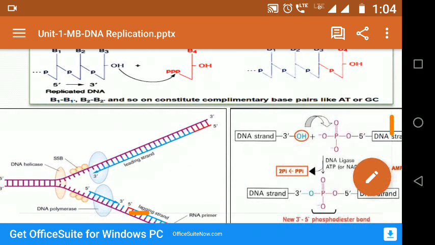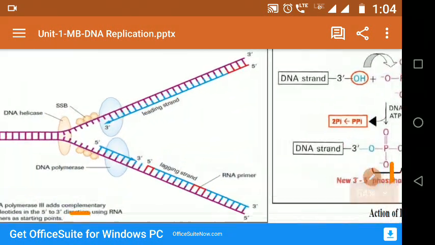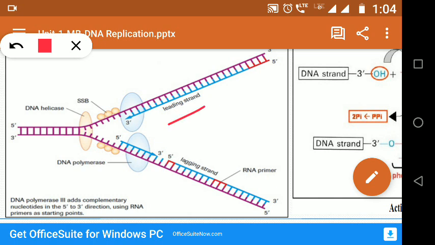Okay. So in the elongation, if we look at this image, the diagram, this is called the leading strand and this is called the lagging strand here, because the leading strand is now running in the 3' to 5' direction.